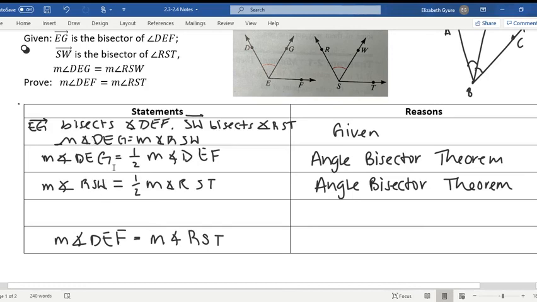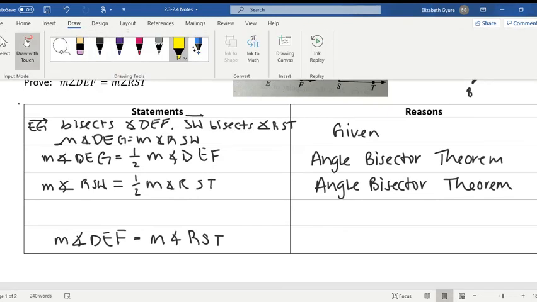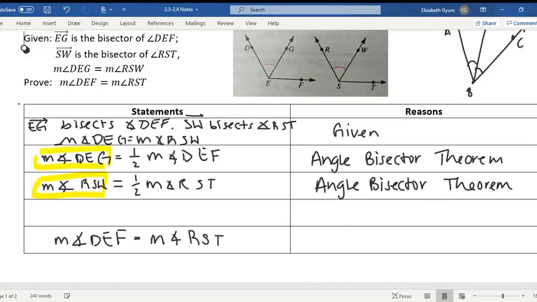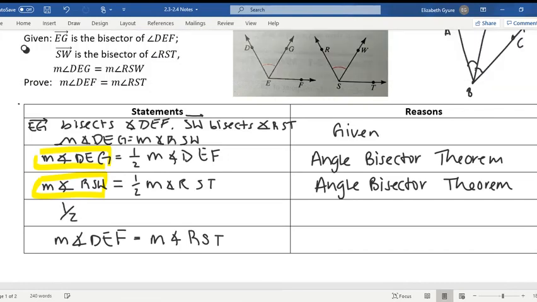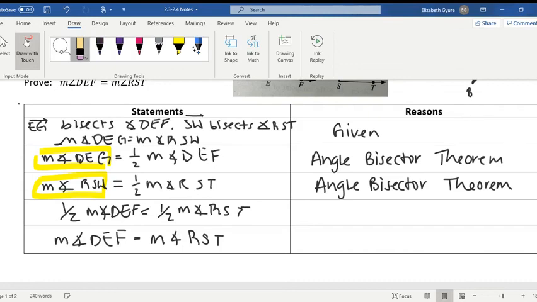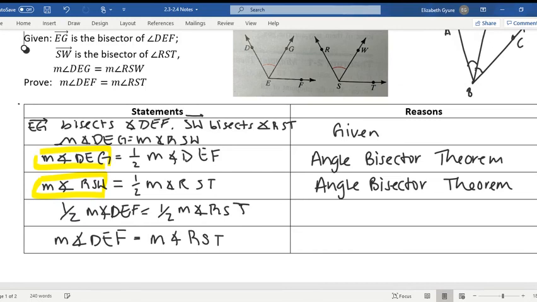And now if you look, we know the measure of angle DEG equals the measure of angle RSW, right? We know these are equivalent measurements. So if those are equivalent measurements, then we can set 1/2 the measure of angle DEF equal to 1/2 the measure of angle RST. And what lets me do that is the substitution property. Again, I know the other measures were equivalent, so those are also equivalent.